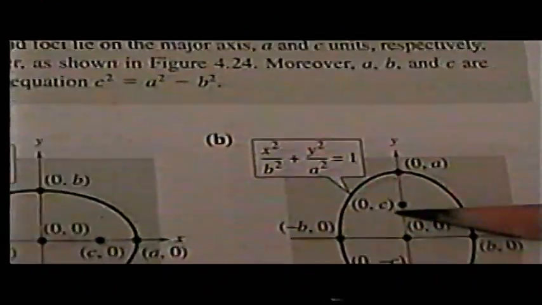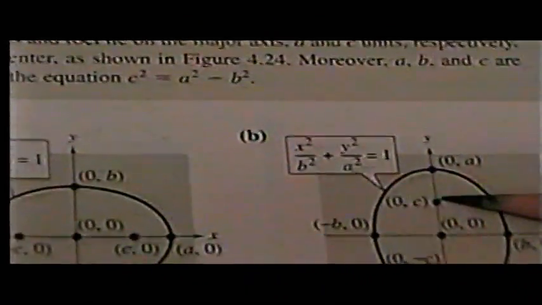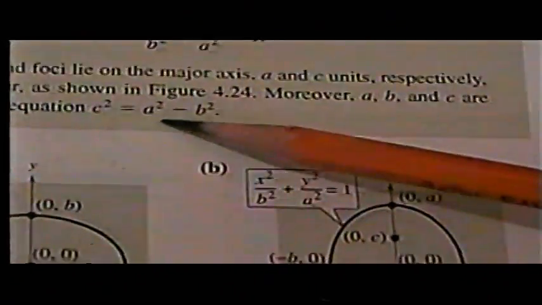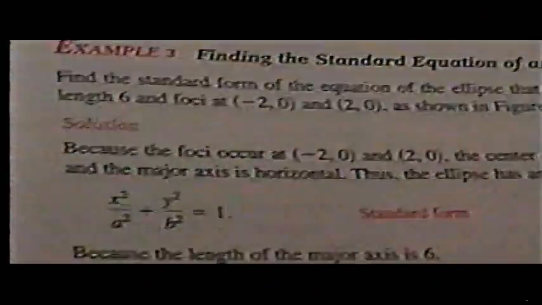You would still use the same formula to find the coordinates of the focus: c squared equals a squared minus b squared. So that formula can be used at any time to find the focus, or the foci. Okay, let's look at an example so that we can see how this process works.